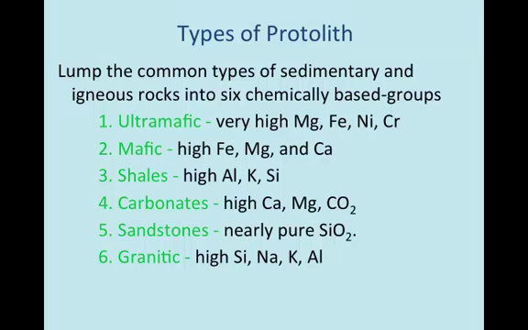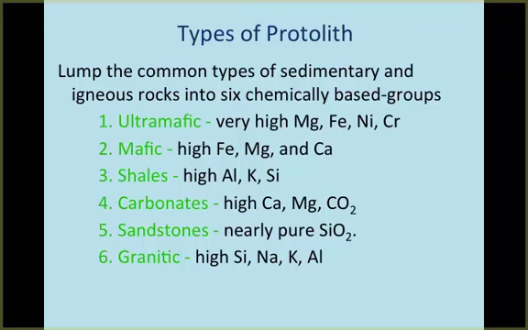Now, the type of protolith is going to affect the chemistry of the rock and the minerals that grow during metamorphism. So, as I briefly mentioned before, iron and magnesium-rich mafic and ultramafic rocks, there are more nickel and chromium in the ultramafic rocks, more calcium in the mafic rocks. That's going to result in mafic minerals, calcium-bearing minerals in the resulting metamorphic rock.